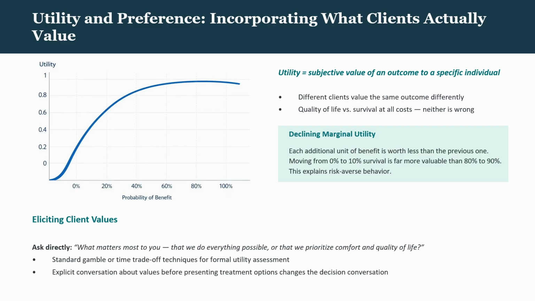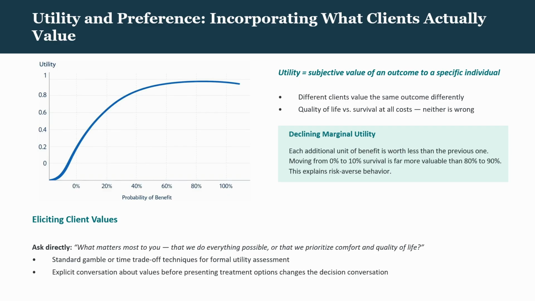The concept of declining marginal utility captures an important psychological reality. The value of each additional unit of benefit decreases as you already have more of it. Moving from a 0% survival probability to a 10% survival probability is enormously valuable. It's the difference between hope and despair. Moving from 80% to 90% survival probability is much less psychologically impactful, even though it's the same absolute improvement.